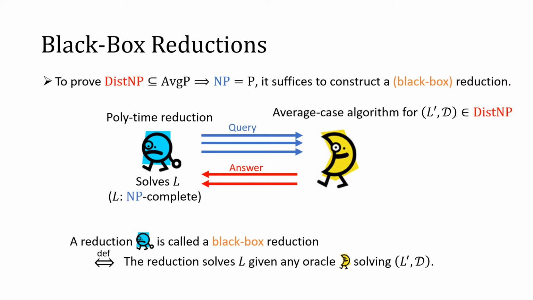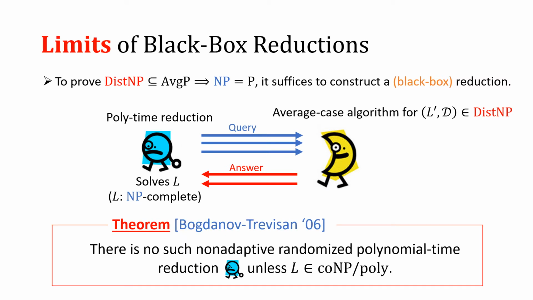Usually, when we design a reduction, we can design a black box reduction. Here we say that the reduction is black box if the reduction solves the problem L given any oracle that can solve the average case problem. So the point is that we don't care about efficiency of the oracle. Unfortunately, Bogdanov and Trevisan showed that we can't hope to construct a black box reduction. Specifically, under a plausible assumption, they showed that there is no such randomized polynomial time non-adaptive reduction unless L is contained in coNP/poly. In our case, L is an NP complete problem, therefore it is quite unlikely that NP is contained in coNP/poly. Therefore, we can't hope to construct such a black box reduction.